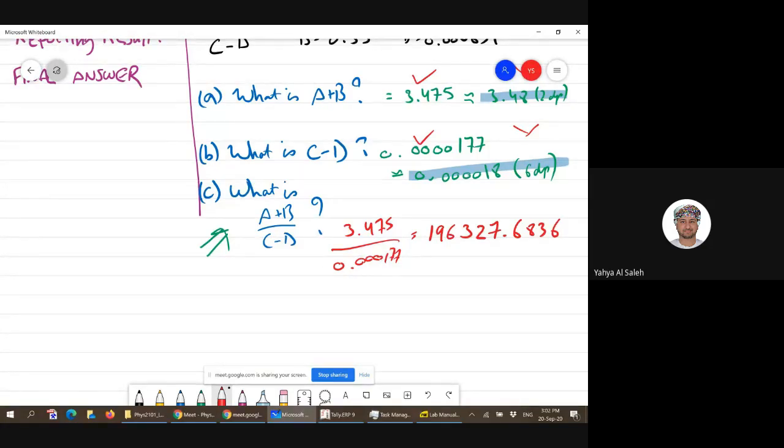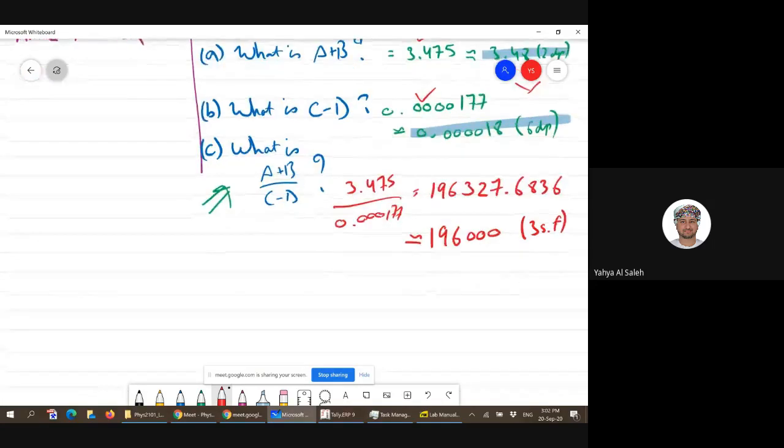And now what I do is, upstairs I have 4 significant figures. Downstairs I have 3 significant figures. So I use 3 significant figures, and this is 196,000. Notice I don't put a dot at the end, otherwise this would make it 6 significant figures, not 3.